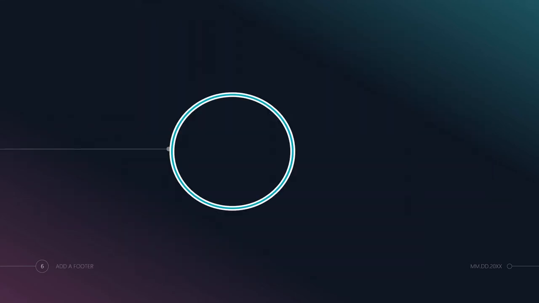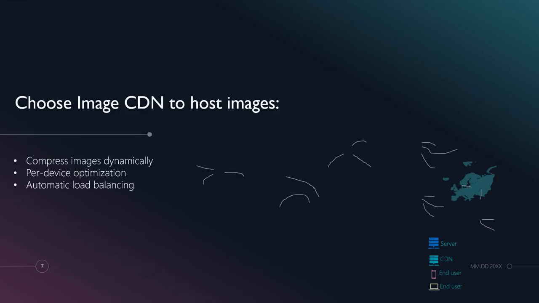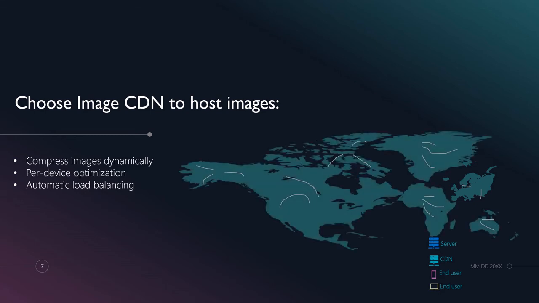And number three is CDN. In page speed optimization, you definitely hear the term CDN, Content Delivery Network. It is a highly distributed platform of servers which helps to reduce the loading time of a web page by reducing the physical distance between the server and the user. The CDN works under the process of caching.